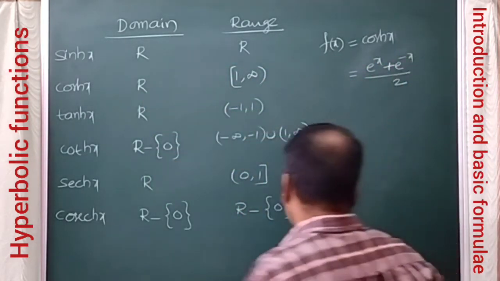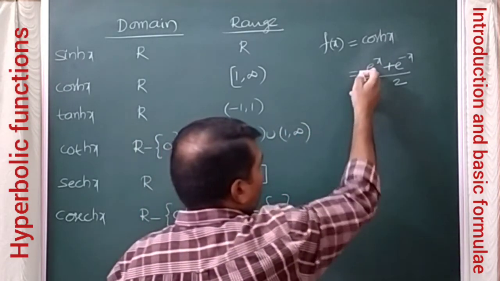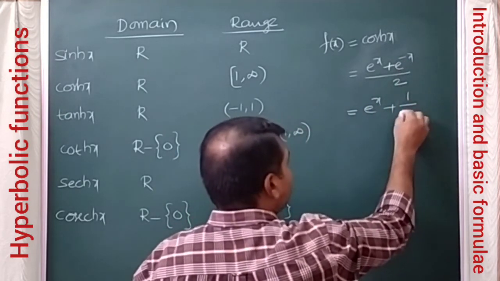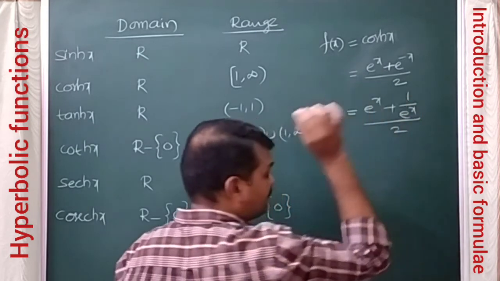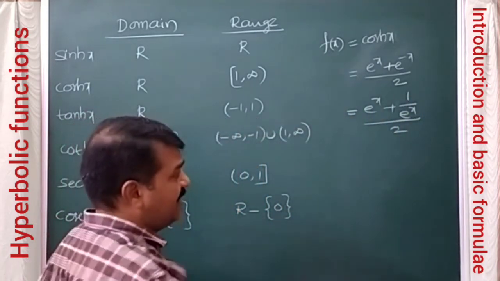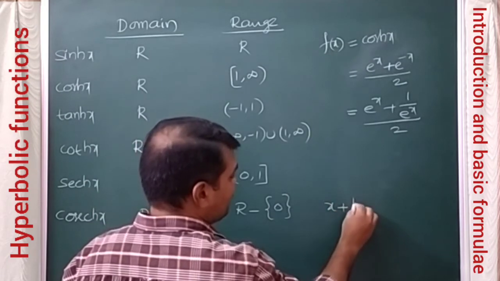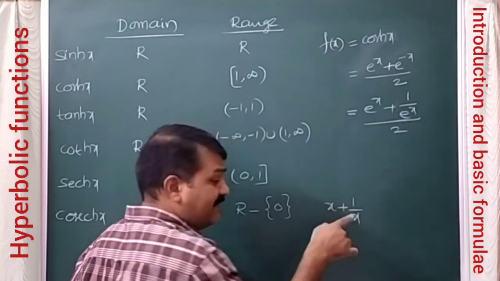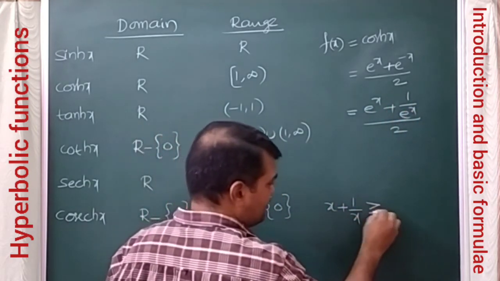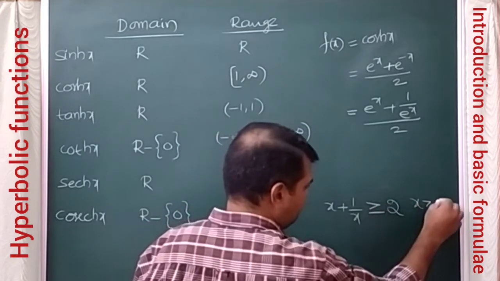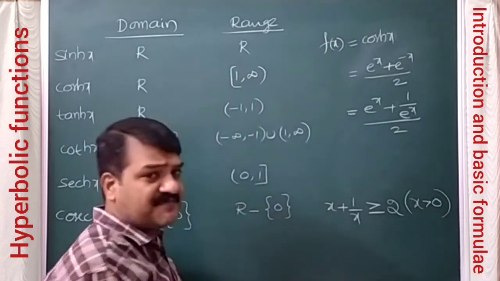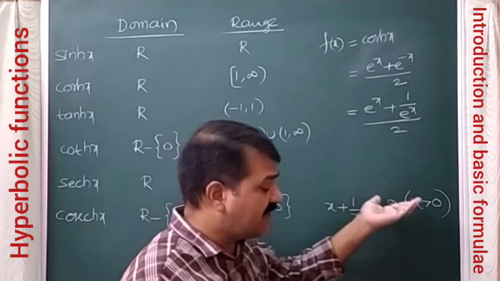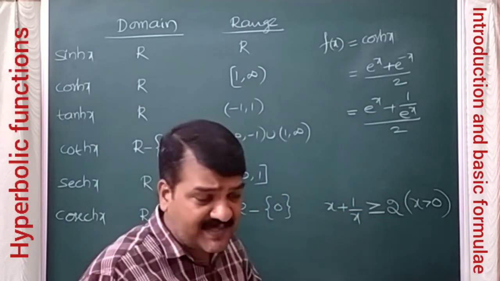Now when we come to the output of f of x values, this is actually e power x plus e power minus x, meaning 1 by e power x, all by 2. Now the numerator is clearly x plus 1 by x in modulus form. The numerator is a number plus its reciprocal, and we know that x plus 1 by x is always greater than or equal to 2, provided x is positive. In place of x, we have e power x. E power x is definitely not going to be negative because it is an exponential function.